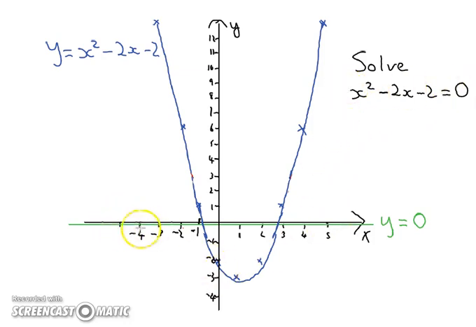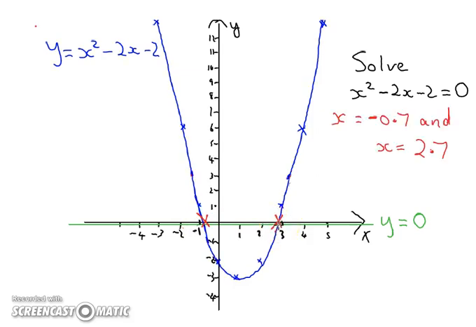Well, we've got the line y equals 0 and this curve y equals x squared minus 2x minus 2. What we want to do is find out where they're equal. And if you think about it, they're equal where these two lines intersect. So all we need to do is find this point here and this point here. So I've put some little crosses here, and it's always an estimating game when we're plotting graphs. So it looks like it's about at minus 0.7, and it looks like it's about at x equals 2.7. So you just write your answer down. X equals minus 0.7 and x equals 2.7.